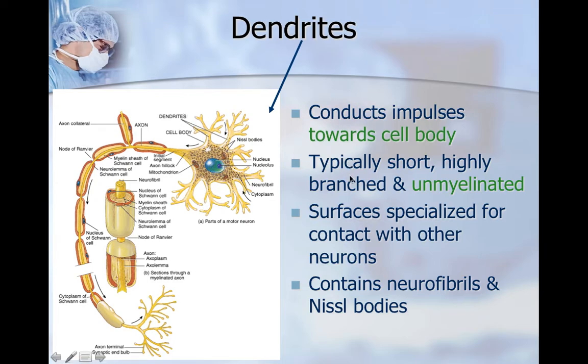The dendrites themselves are typically short, they're highly branched, and this is important, they are unmyelinated, okay? They don't have any myelin around them. Now, the surfaces of the dendrites are specialized for contact with other neurons. So these extensions here are specialized to make contact with other neurons. And the dendrites themselves can contain neurofibrils and Nissl bodies.